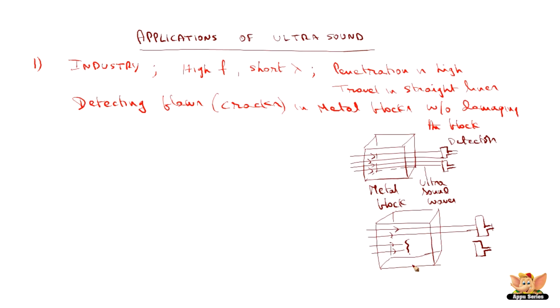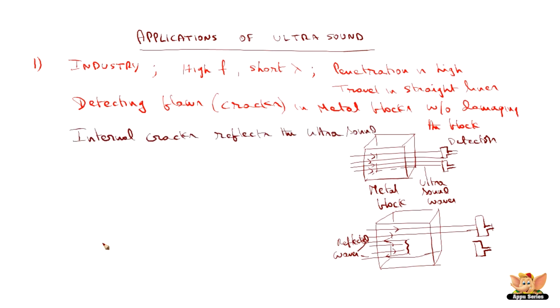That is how cracks are detected, because internal cracks just reflect the sound waves back. So these are the reflected waves. From the cracks, the waves get reflected back. So basically, internal cracks or flaws reflect the sound waves.